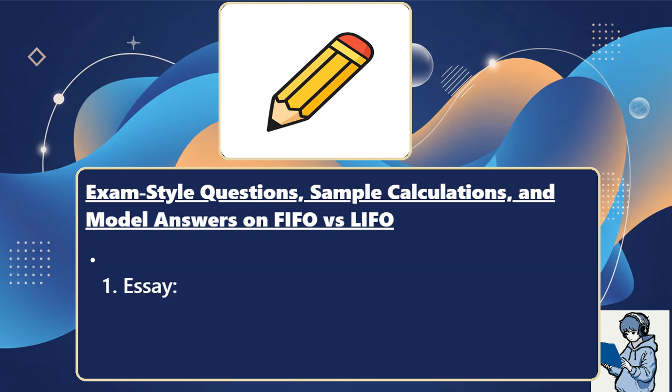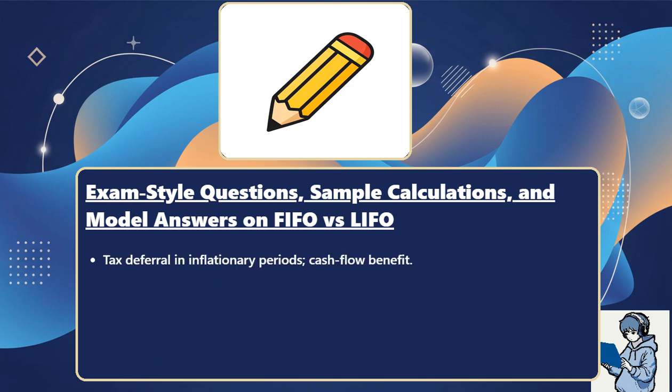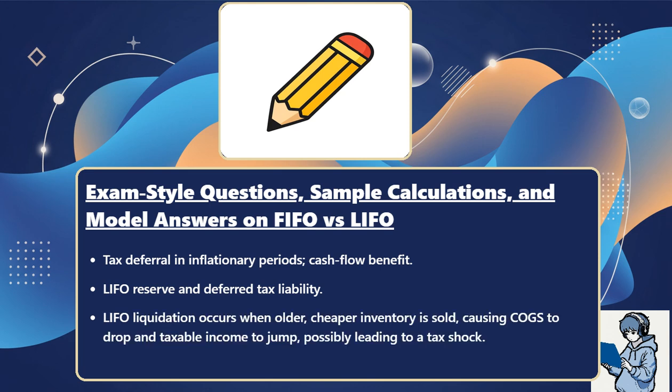Number 4. Essay: Prompt: discuss the tax advantages of LIFO and the potential risks associated with LIFO liquidation. Key points to include: tax deferral in inflationary periods, cash flow benefit. LIFO reserve and deferred tax liability. LIFO liquidation occurs when older, cheaper inventory is sold, causing cost of goods sold to drop and taxable income to jump, possibly leading to a tax shock. Management should monitor inventory layers to avoid unexpected tax spikes.